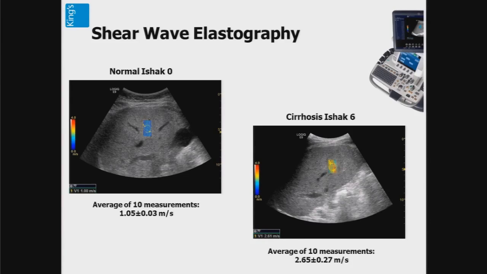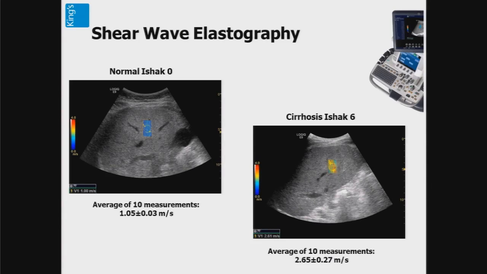So this allows you to see what areas are different in color, and you can target those areas where you think you're going to be better at picking up variation in velocities and actually go for the area which is abnormal. Remember, disease may be patchy. We've seen it from the liver biopsy, so you know where you're sampling.